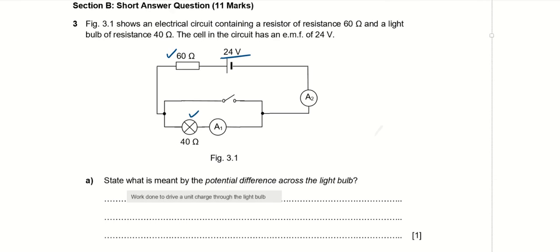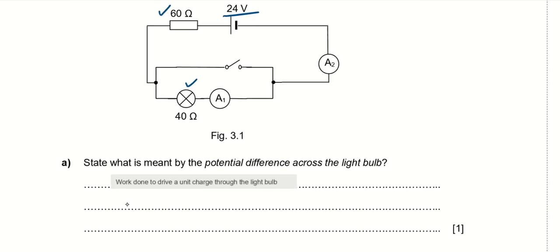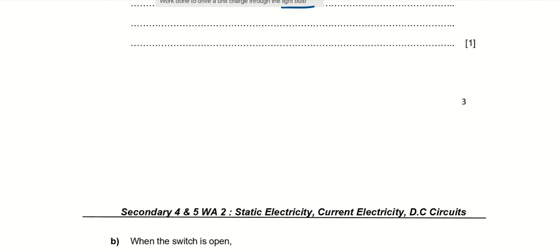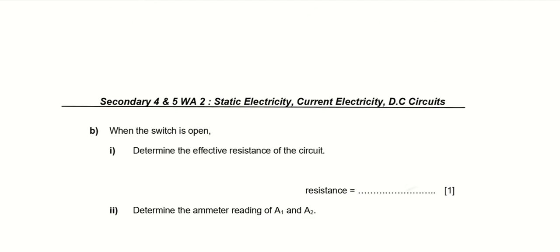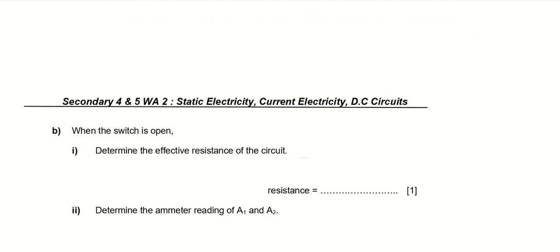Okay, it is actually the work done to drive a unit charge through the light bulb, right? So that is the definition for potential difference, and I'm using the context of light bulb. Next, when the switch is open, determine the effective resistance of the circuit.